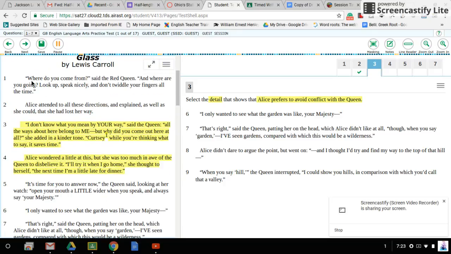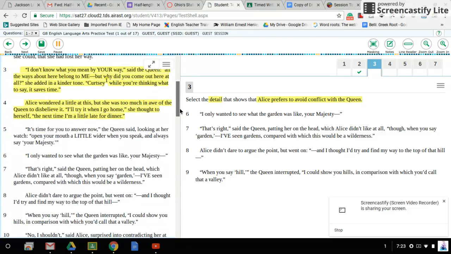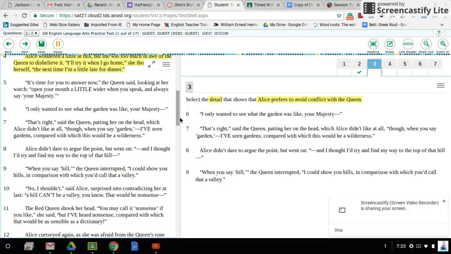So we're back up at this question. "Where did you come from and where are you going?" So she needed to answer that question. "I only wanted to see what the garden was like, Your Majesty." "That's right," said the Queen, patting her on the head, which Alice didn't like at all. "Though when you say garden, I've seen gardens compared with which this would be a wilderness." Alice didn't dare to argue the point, but went on, "And I thought I'd try to find my way to the top of that hill." "When you say hill," the Queen interrupted, "I could show you hills in comparison with which you would call a valley."